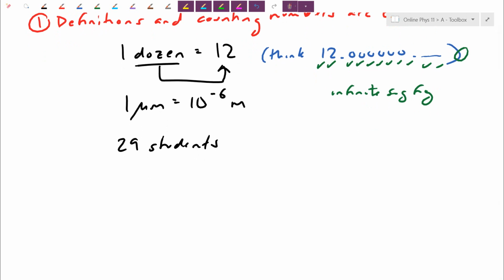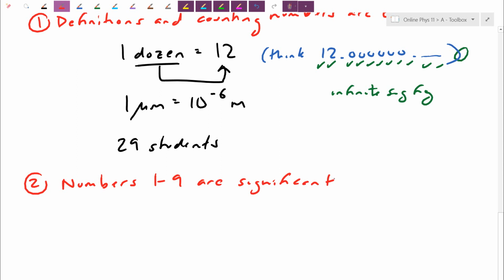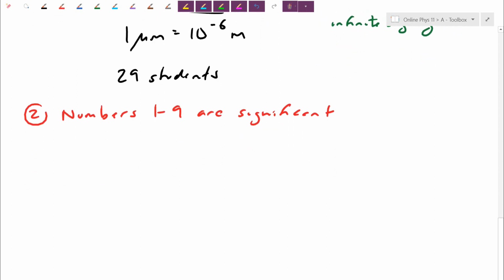The second type here, when they give me a measurement here, any numbers or digits 1 through 9, these ones are going to be assumed to be significant. So when they give you a measurement with any digits 1, 2, 3, 4, 5, 6, 7, all the way through 9, these are going to be important. So let's say they gave you a number 34.5 milliliters, right?